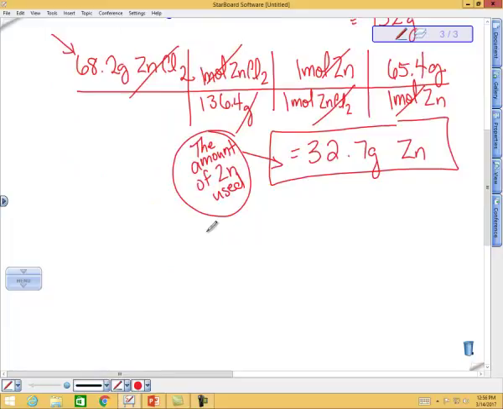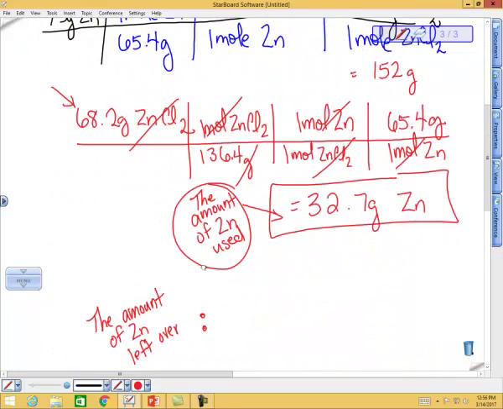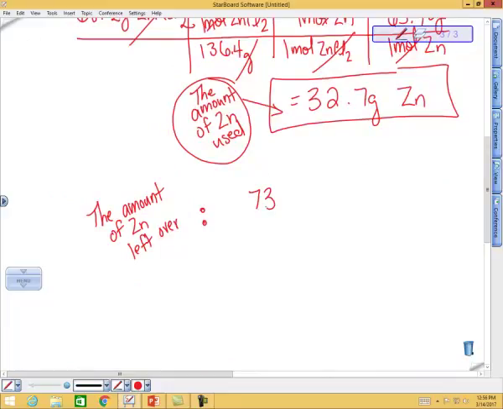So what am I going to have to do to figure out the amount of zinc left over? Yeah, you gotta subtract. Take the original amount that was available to you, which is 73 grams. This is the original amount that there was available. And notice your answer, sure enough, it is less than 73, thank goodness. So 73 minus 32.7. I get 40.3 grams of zinc left over. Do you guys agree?